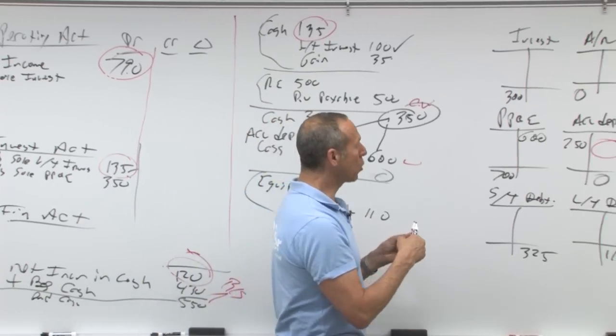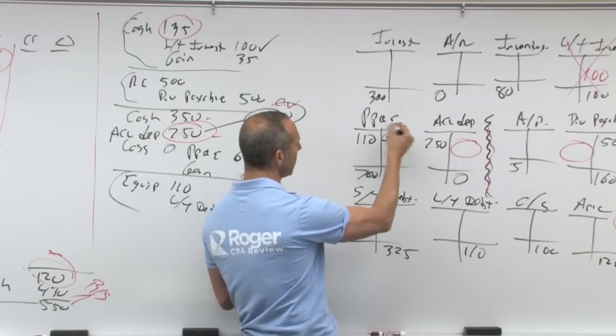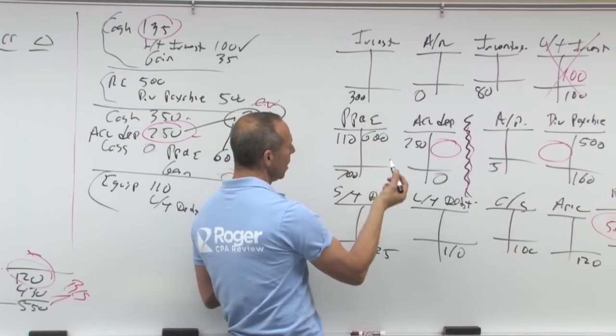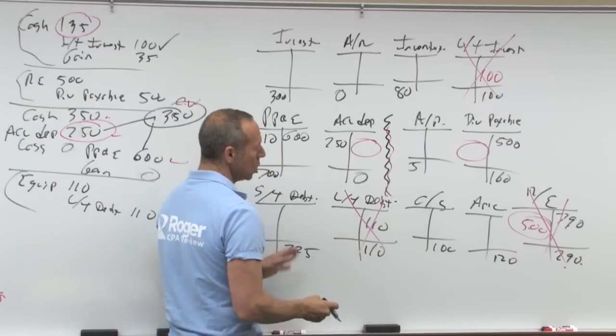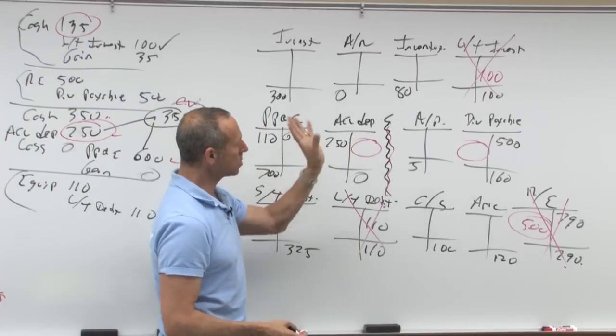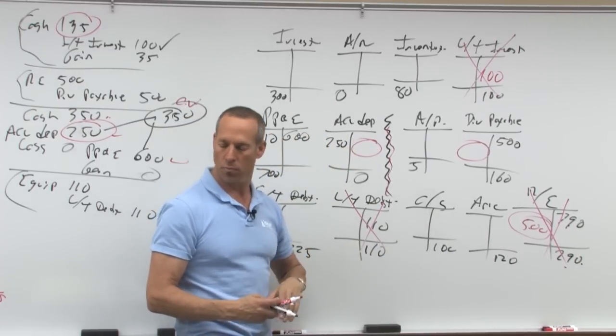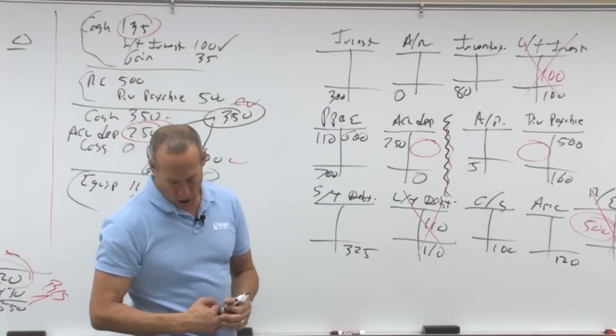So I'm looking for equipment. Here's a debit of $110, PP&E, property, plant, equipment. Over here, I've got long-term debt, $110. I'm done with that. So as I finish off the T accounts, I cross them out so I know I'm done with them. All right, next item.